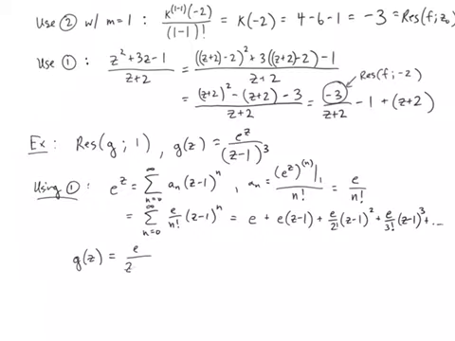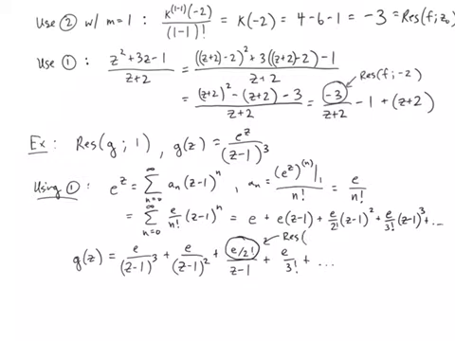So we get e over (z − 1)³. We get e over (z − 1)². And we get e over 2 factorial over (z − 1). And we get e over 3 factorial plus dot dot dot. And just remember that the residue is the coefficient of the (z − z₀)^(−1) term, right? So this here, that's the residue. So e over 2 is the residue of our function g at 1.